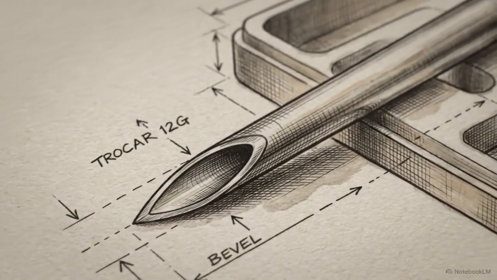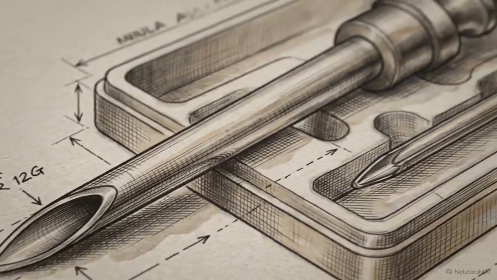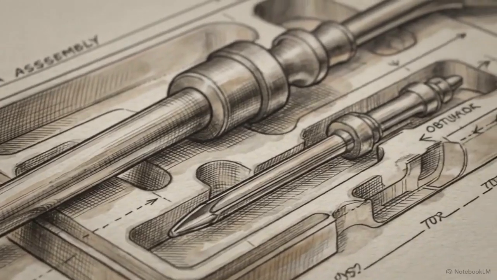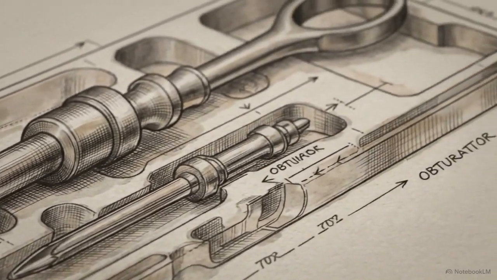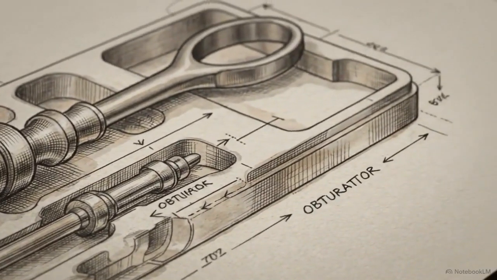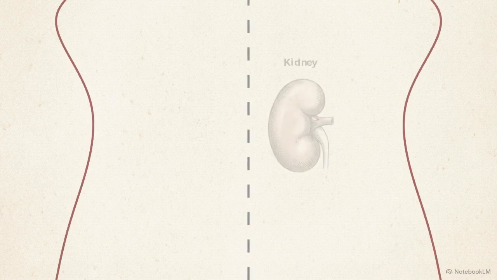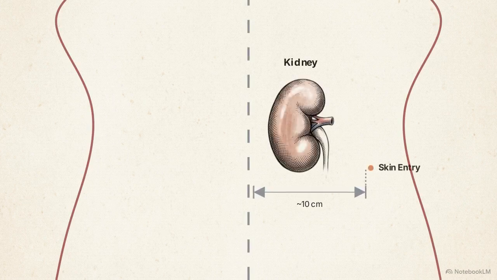Take a look at this large-bore medical trocar. Instruments like this are designed to pass through layers of muscle and tissue to reach the retroperitoneum. The primary objective of a percutaneous nephrostomy is to create a safe, artificial tract from the outside of the skin directly into the internal collecting system of the kidney.